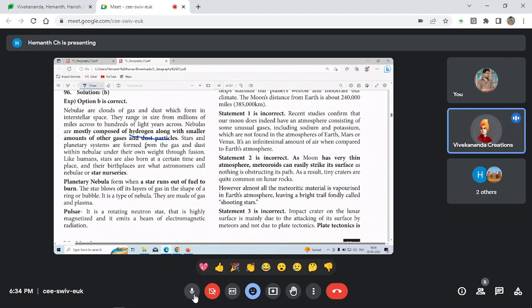Nebulae are mostly composed of hydrogen along with a smaller amount of other gases and dust particles. Stars and the planetary systems are formed from the gas and dust within the nebula under their own weight through fusion. Like humans, stars are also born at a certain time and place, and their birthplace is what astronomers call a nebula or star nursery.